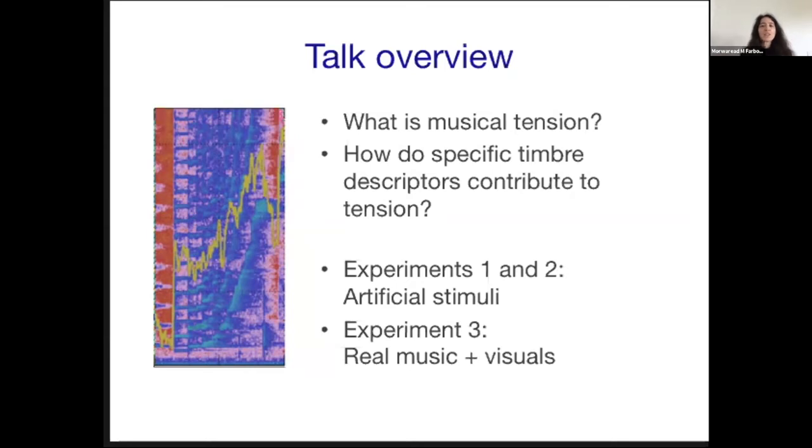So in this talk, I will discuss the results of 3 experiments. In the first 2 experiments, I used artificially generated stimuli, so essentially synthesized sounds, while the 3rd experiment used real music. This last experiment was also exploratory in that it attempted to look at the bigger picture when it came to integrating auditory and visual information. So it includes a visual component in an effort to better understand how evolving auditory and visual features, when I say auditory, I mean timbre in particular, interact to induce a feeling of changing tension.